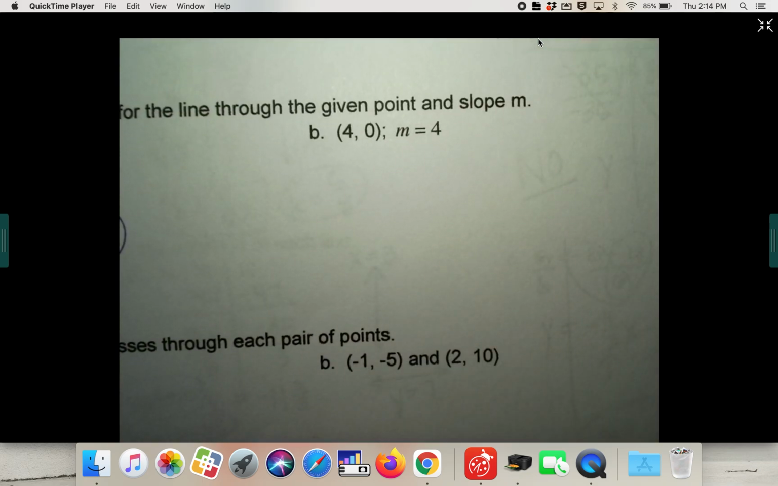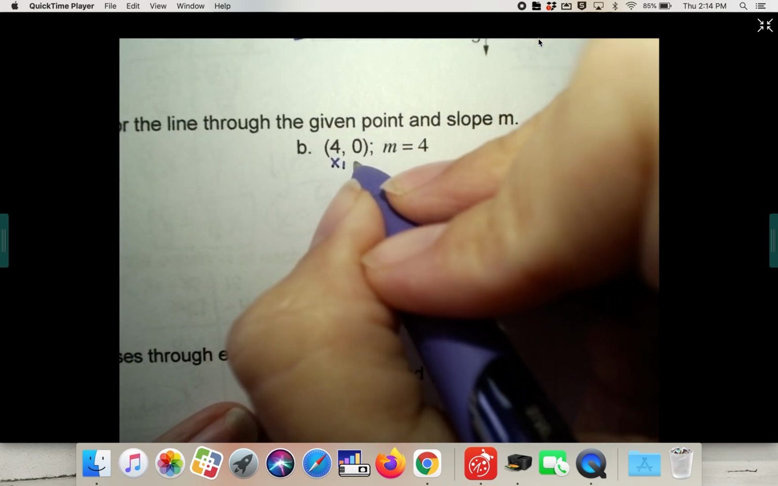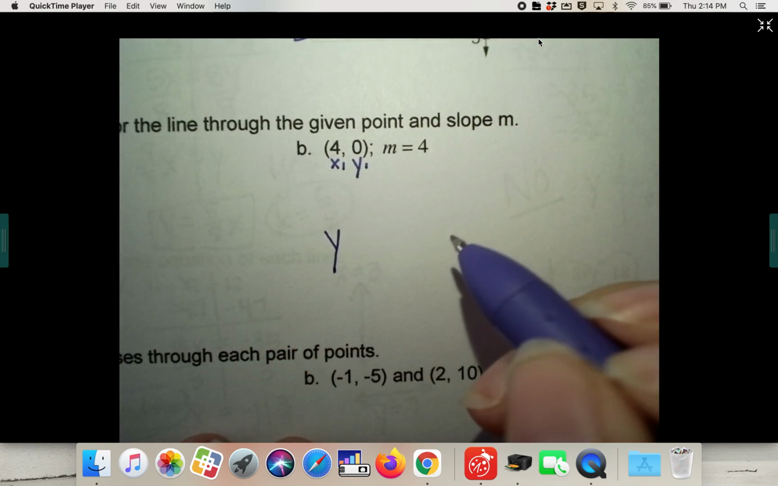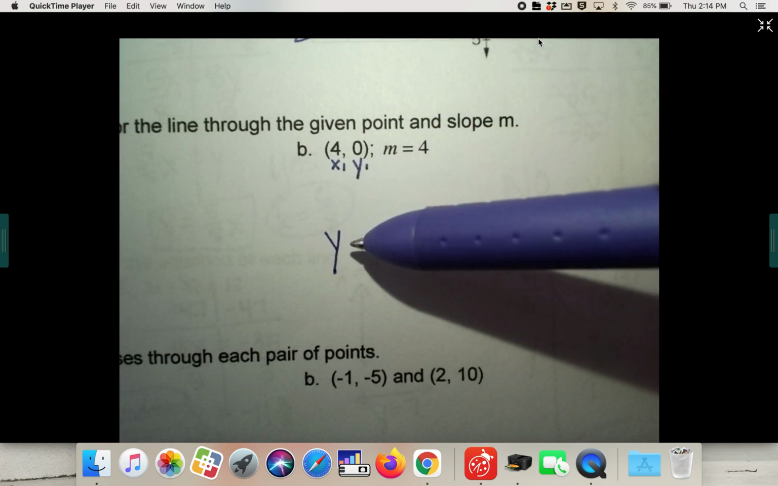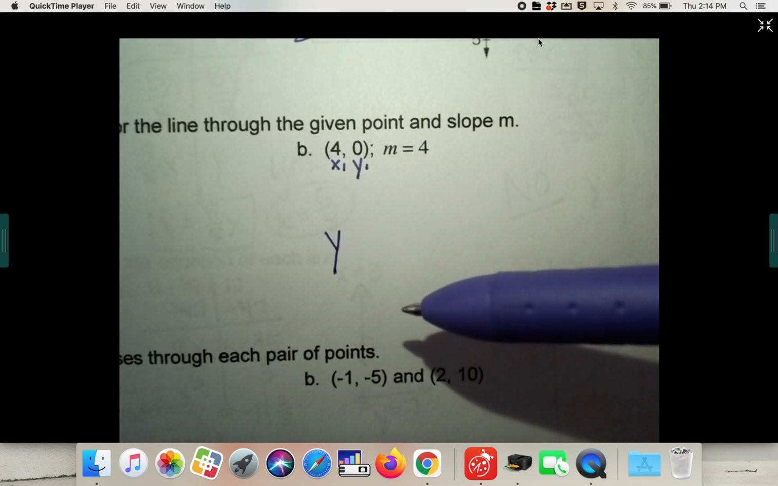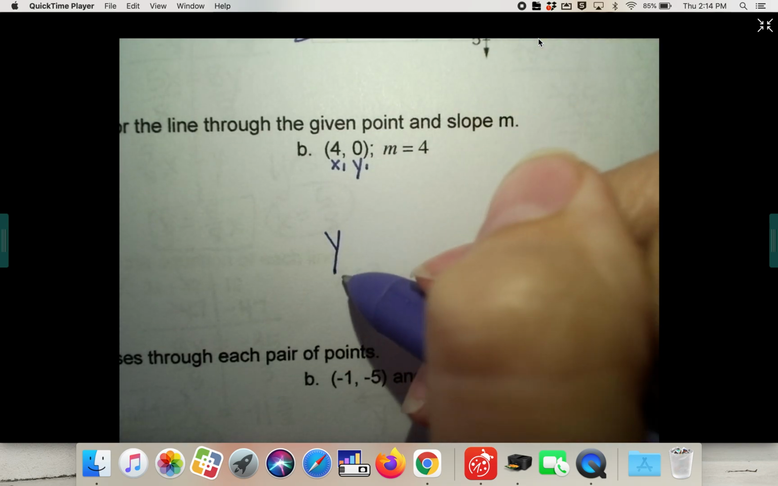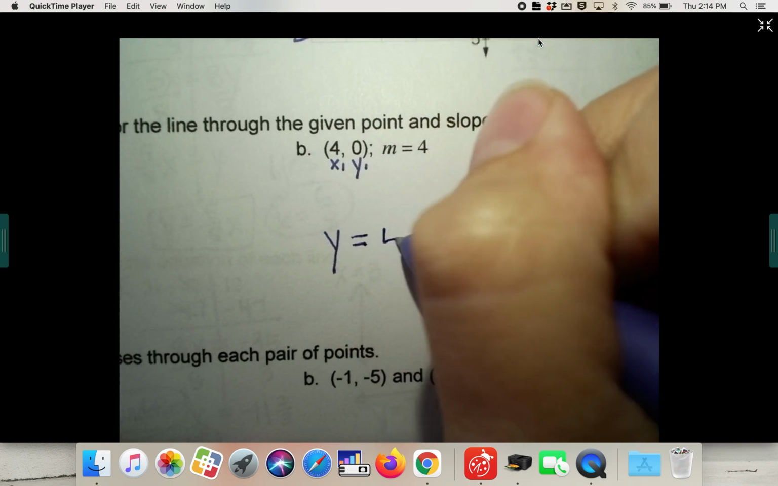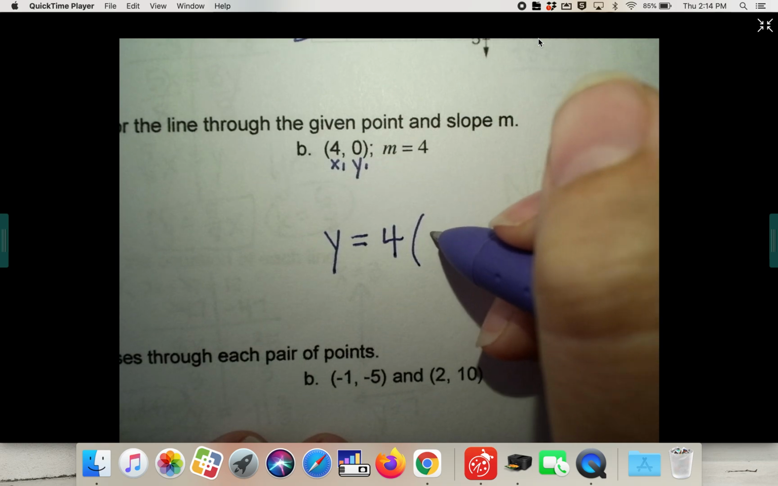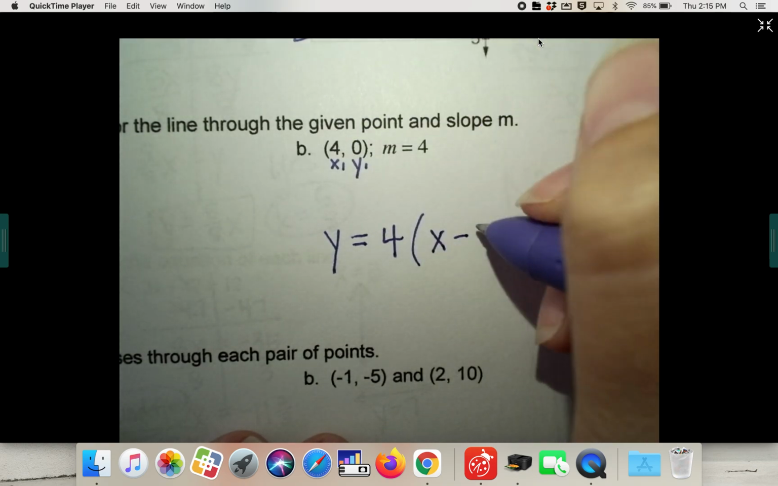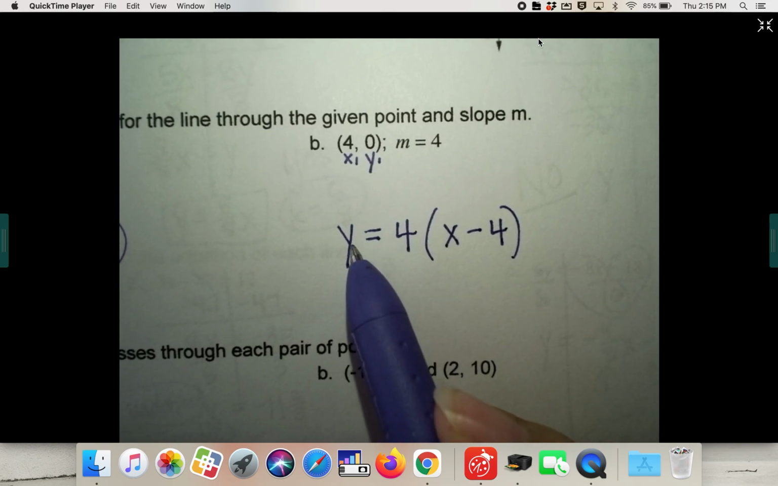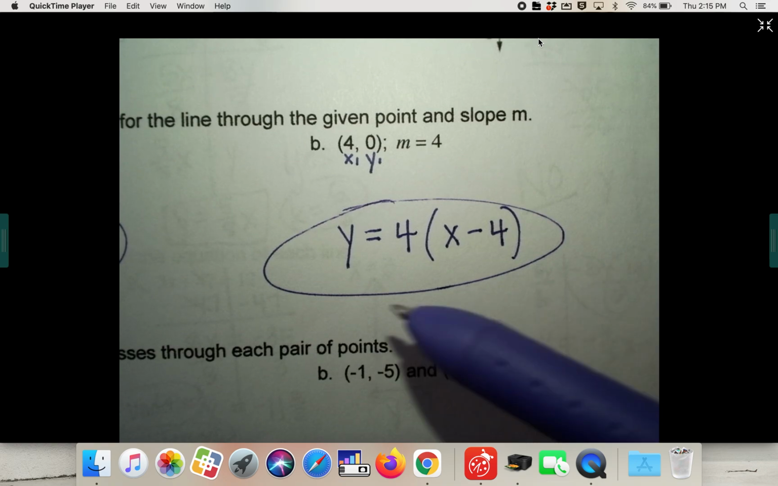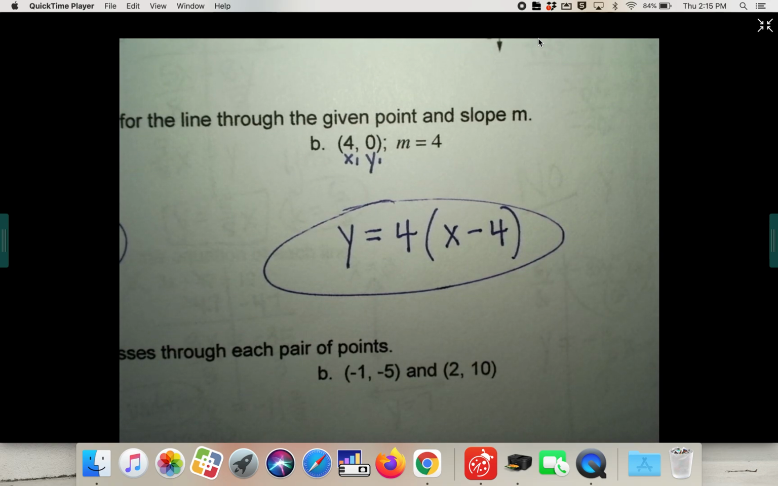All right, B. Once again, this is my x-coordinate, this is my y-coordinate. Y minus my y1. Okay, if you want to put y minus 0, you can. But anytime you're dealing with zeros, you can just leave it off. Y minus y1, if it's 0, you could just call y, equals my slope, which is 4, times the quantity x minus my x coordinate, which is 4. And again, if you have y minus 0 here, I will consider that correct. This is just a little bit more simplified, so it's probably a little bit better.